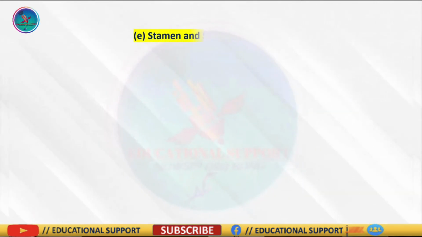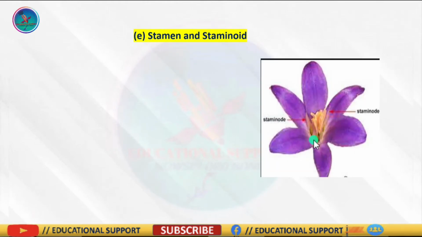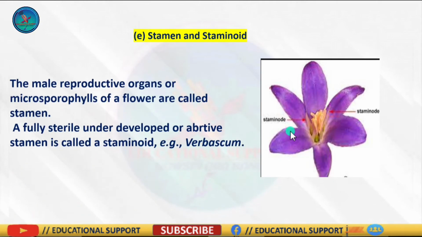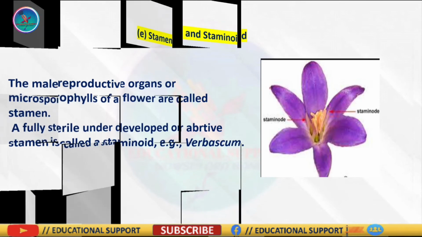Next difference is stamen and staminode. The stamen is the unit of androecium, the male reproductive organ of a flower, and it consists of a stalk and anther. And a sterile stamen is known as staminode, you know that, and they are underdeveloped stamens. So these are the basic differences.